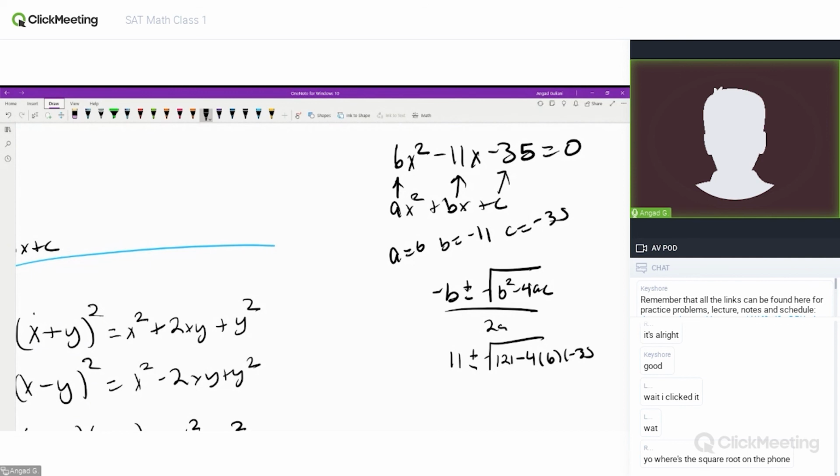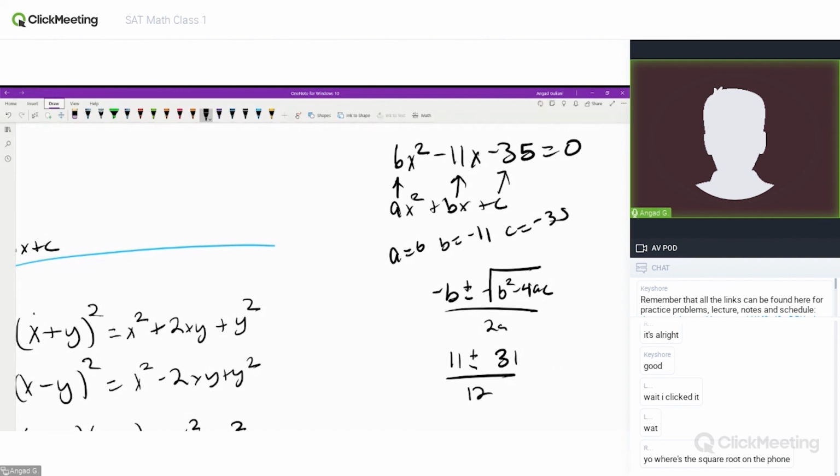All right, I'm going to try to simplify this right now, actually. So negative 4 times 6 is negative 24 times negative 35. That's 840. So it's 121 plus 840. Okay. No, 841. So now we have the square root of 121 plus 840, which is also 961. What's the square root of 961? 31. We already solved this. Now we have the 2a, which is 12.